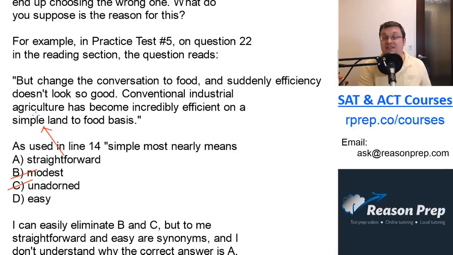The whole point of the sentence is to say that it's incredibly efficient on just a land to food basis, just only, simply, straightforwardly, in a non-complex way if you're only looking at the factor of a land to food basis. So it's nothing to do with difficulty, nothing to do with ease of understanding or how hard something is. That's not the realm of words we're in, which is why D is not the answer. But A is the better answer because we're talking about simplicity versus complexity, and that's the realm we're in.